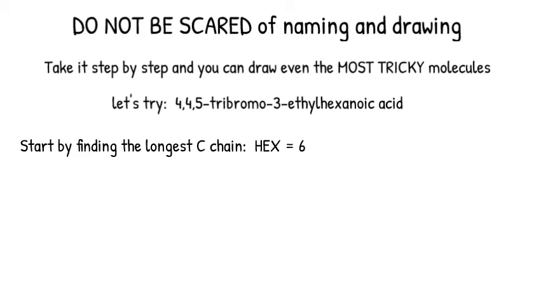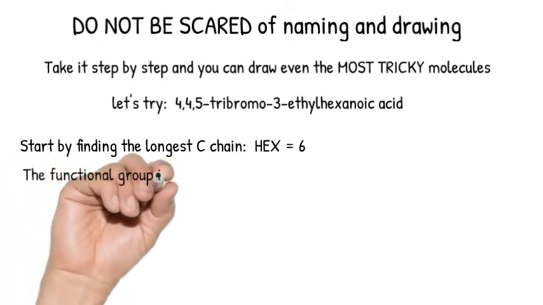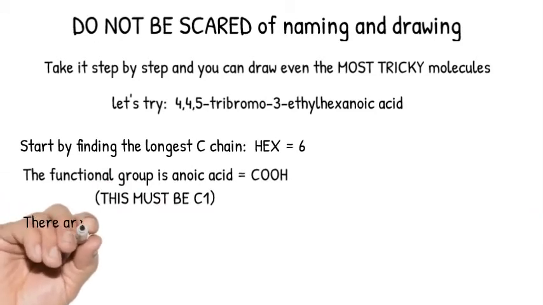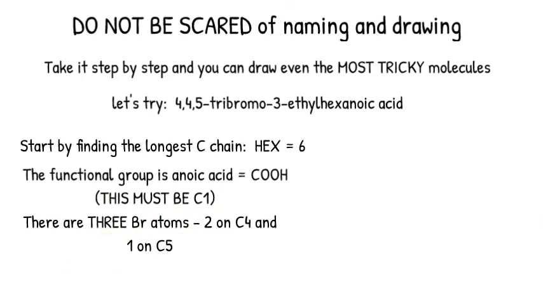Start by finding the longest carbon chain. That's hex, which is 6. The functional group is a COOH. That must be carbon 1. There are 3 bromine atoms from the tri. 2 of them are on carbon 4 and 1 on carbon 5. And there's an ethyl group of 2 carbons on C3. Pause again if you needed those hints.